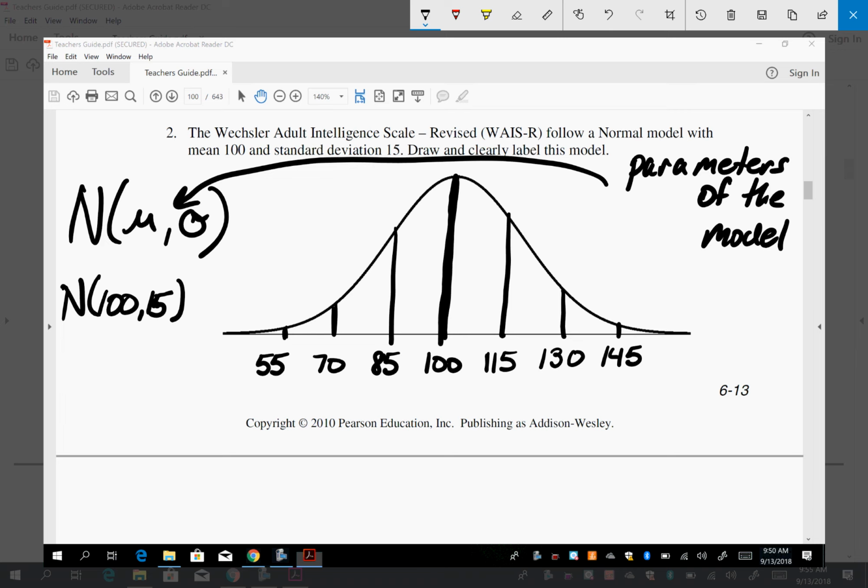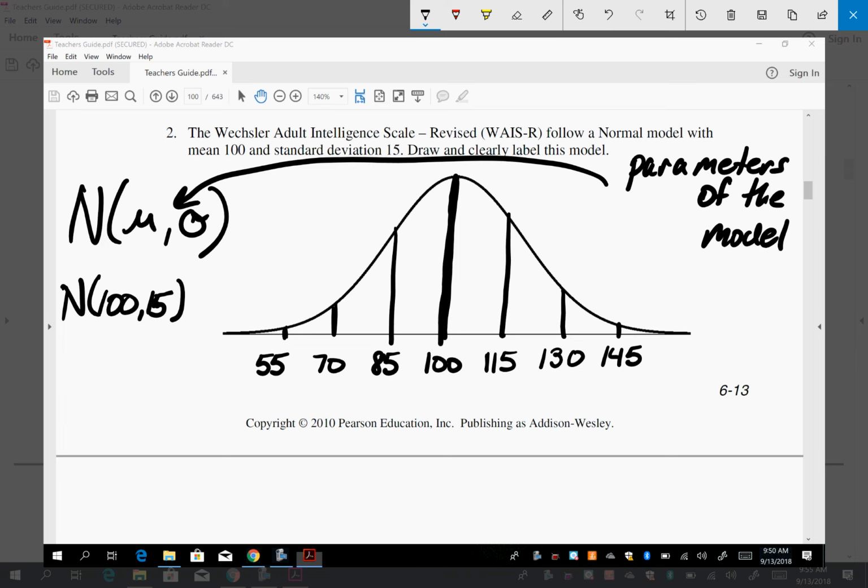Let me ask your brain this from yesterday. Remember when we found z-scores yesterday? What would the z-score be for 115? You should know it without doing any math. I'm asking what's the z-score of 115 without doing any of the math? What is it? It's 1. Because 115 is 1 standard deviation above.